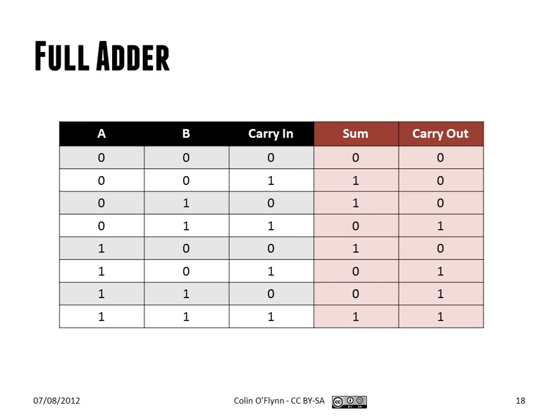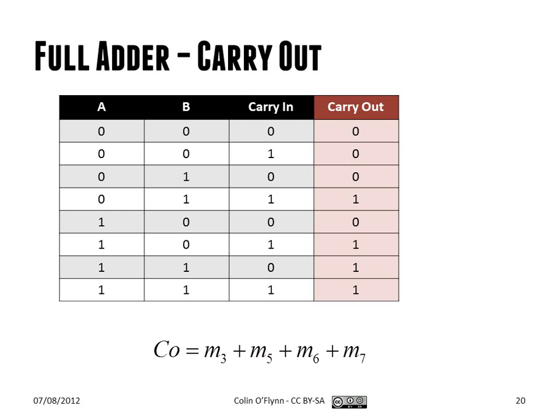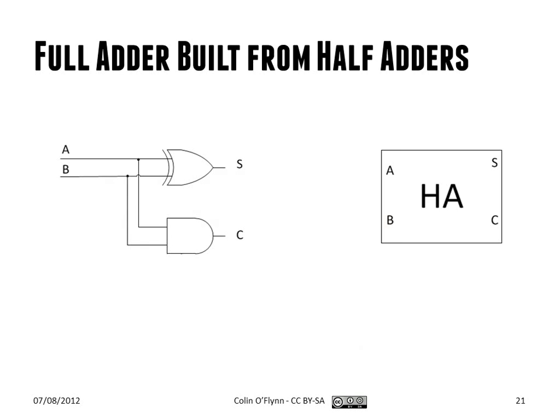Again, we have three inputs because we now have that carry input. The same two outputs. We can do the same design process we've been using, where we just talk about min terms. So we say min terms 1, 2, 4, and 7, the location of the ones. Carry out, you can do the same design process. So you can say 3, 5, 6, 7 are the ones.